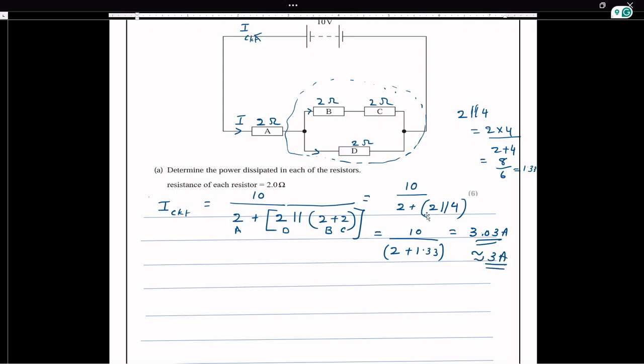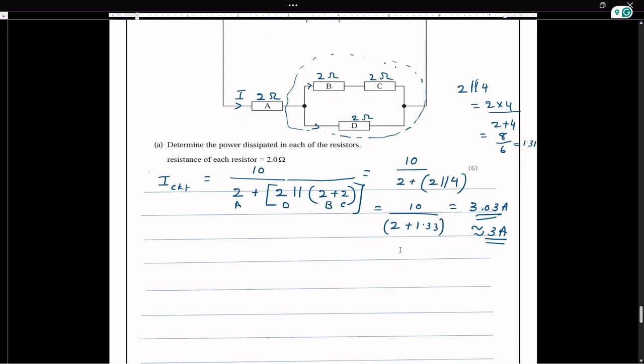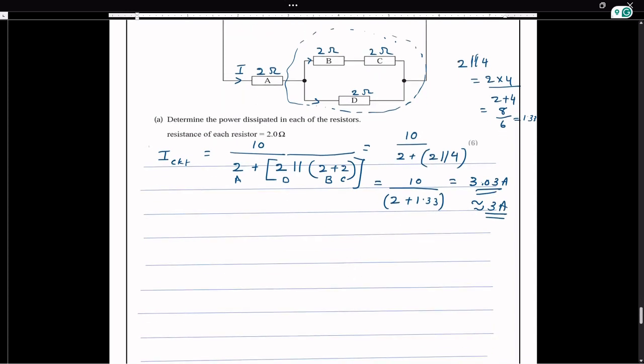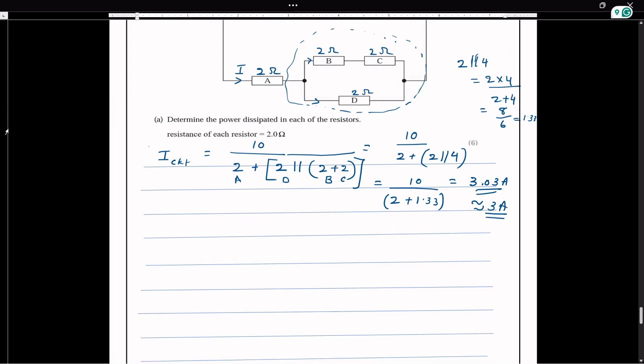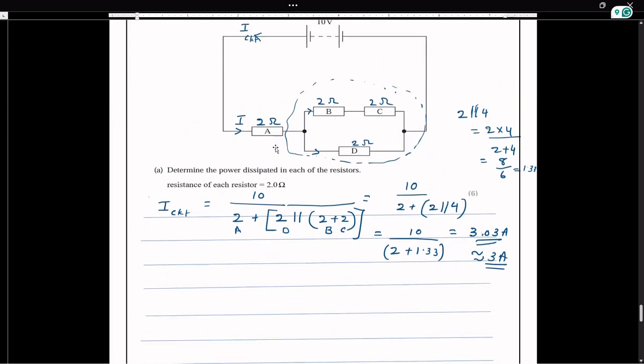Now let us see the drop across each resistor. So let us see at least the drop across the first resistor. Through the first resistor, the same current is flowing. First resistor means A, the same current is flowing. So let me write how much is the drop across VA. Ohm's law, I times R, which is 3 times 2, it is 6 volt.